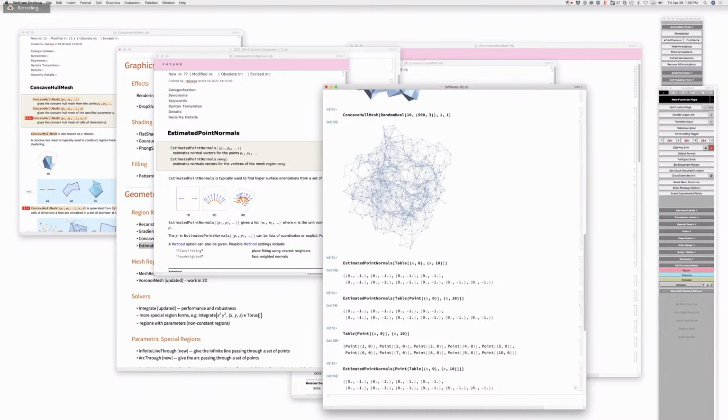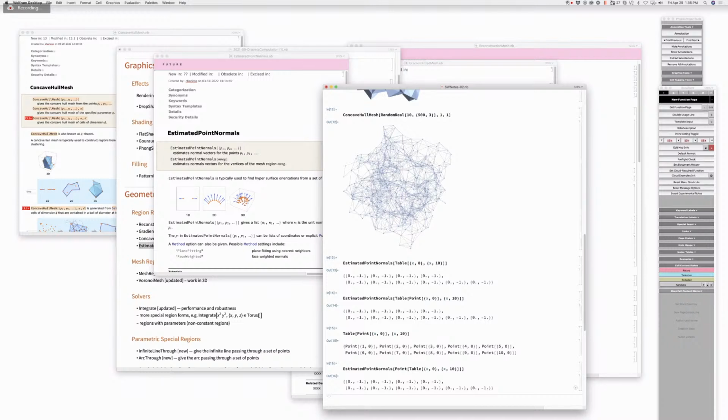This is estimated point normals applied to a mesh, which just returns in the order of the mesh points, which you can extract from a property of the mesh. Yes. It returns these things. Yes. Okay. I'm not objecting.